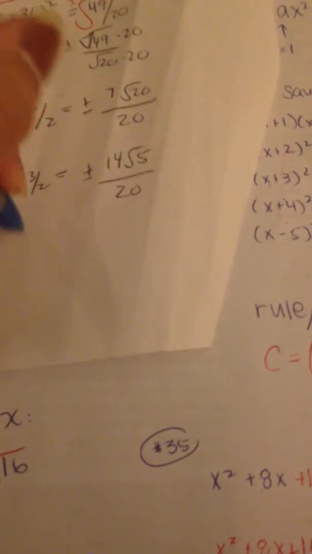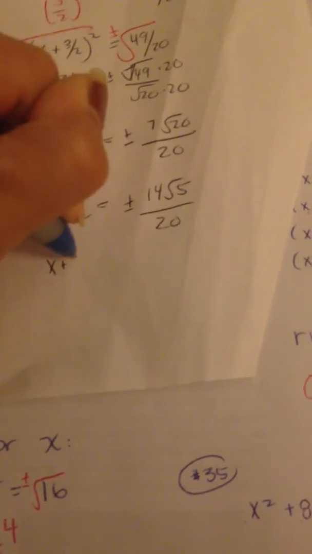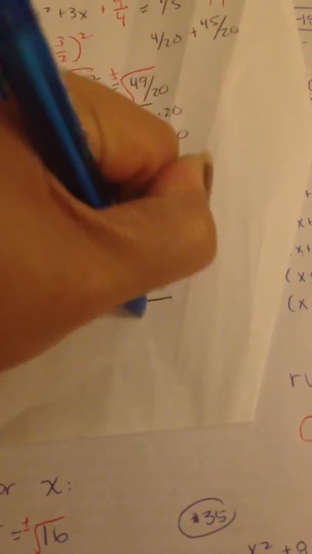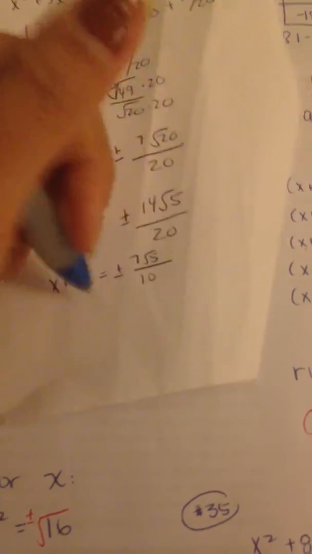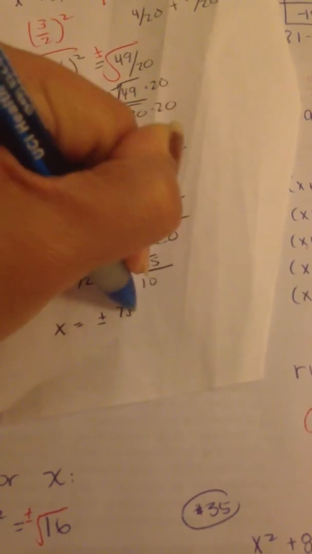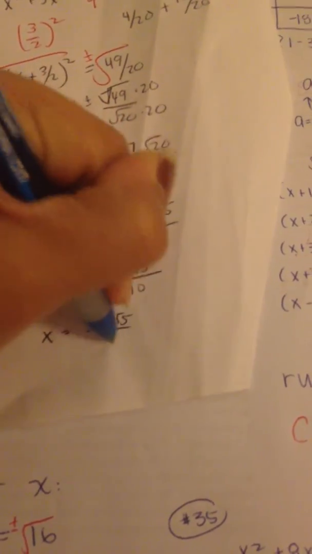If you want to simplify this all the way, you have x plus 3 halves equals plus or minus 14 over 20 simplifies to 7 over 10 root 5. I want to go to bed. X equals plus or minus 7 root 5 over 10.